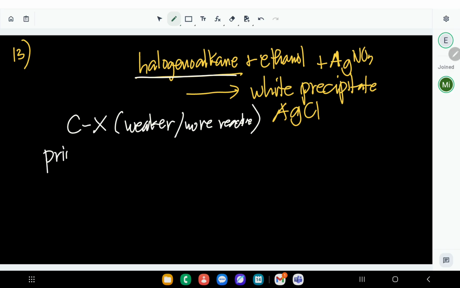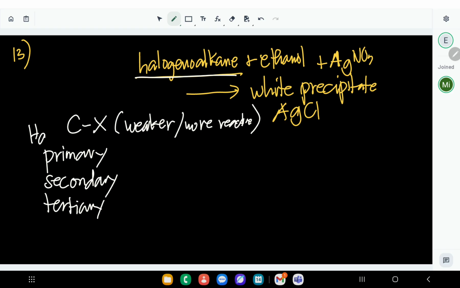So primary, secondary, and tertiary halogenoalkanes. Classification. So which classification of halogenoalkanes dissolves in ethanol and produces a white precipitate that is silver chloride? So let's identify each one of these.